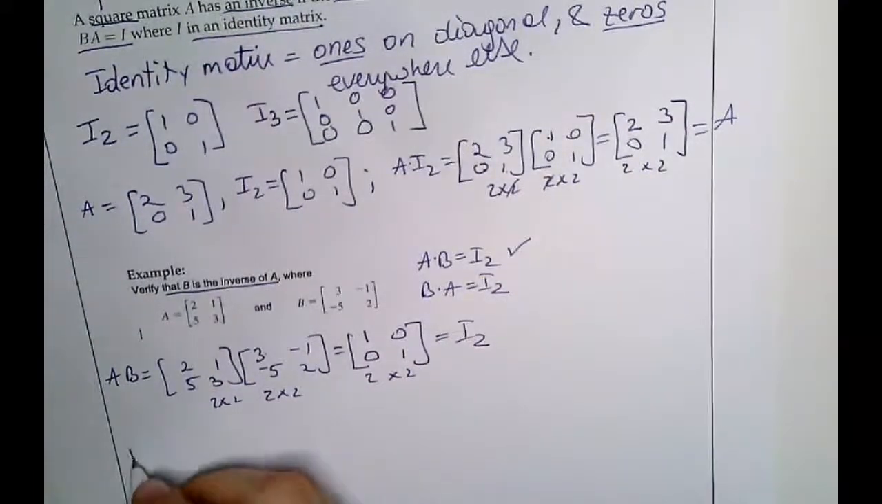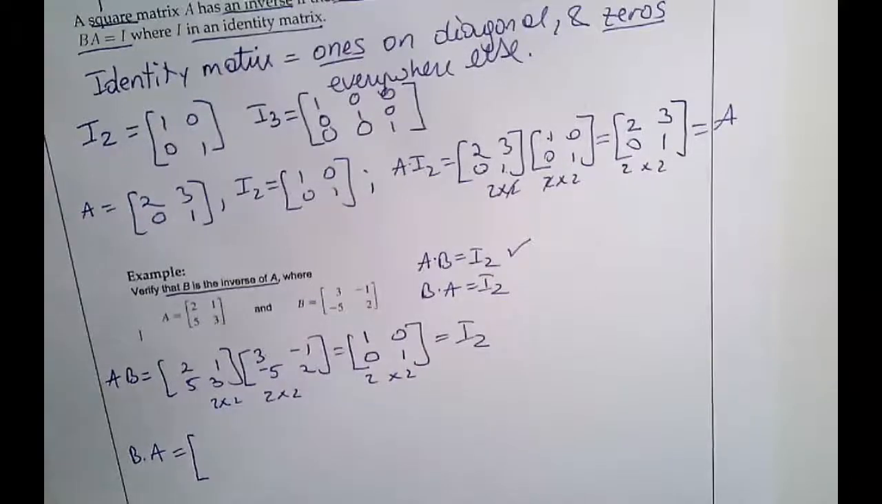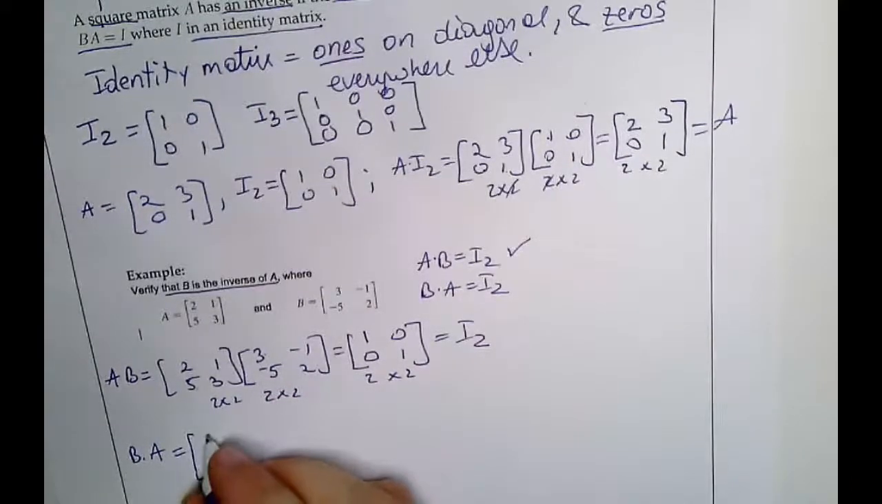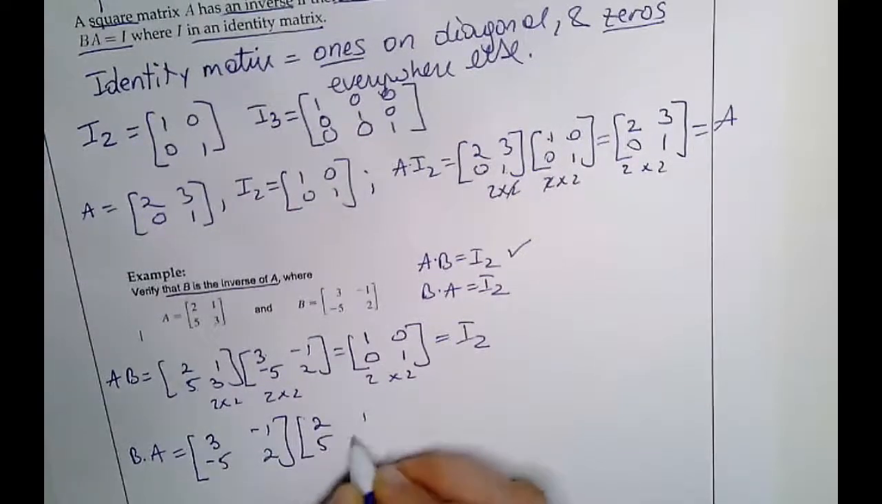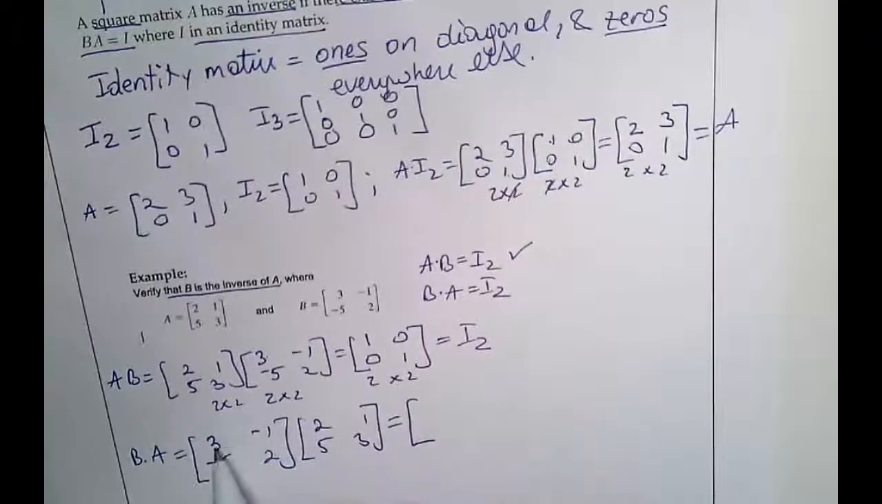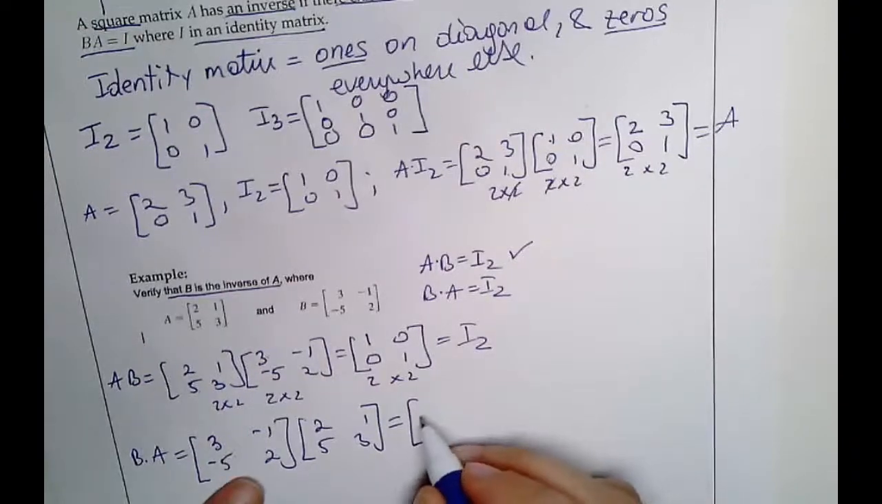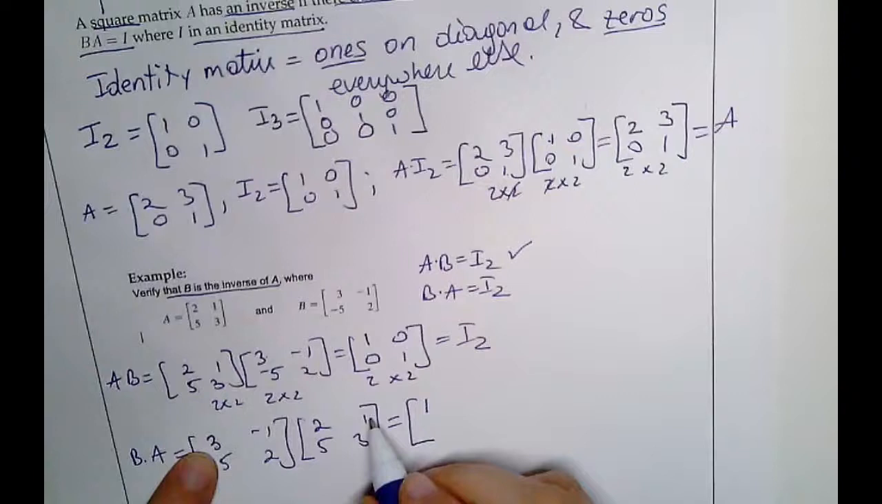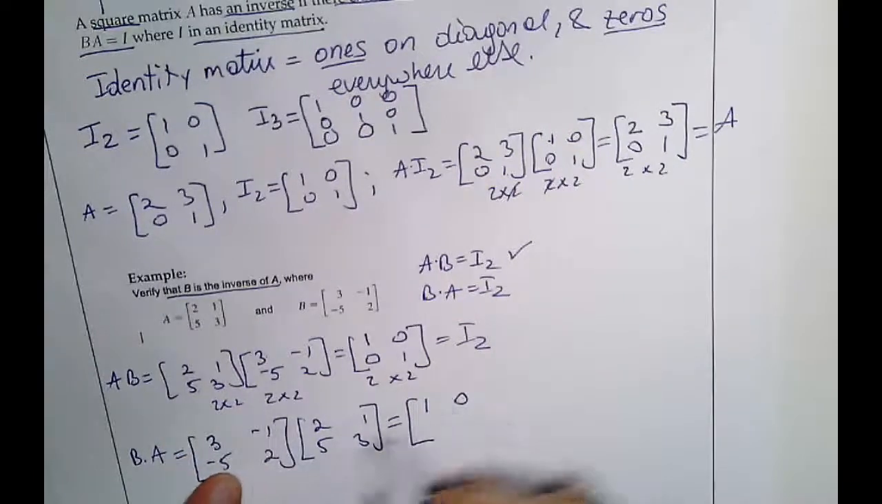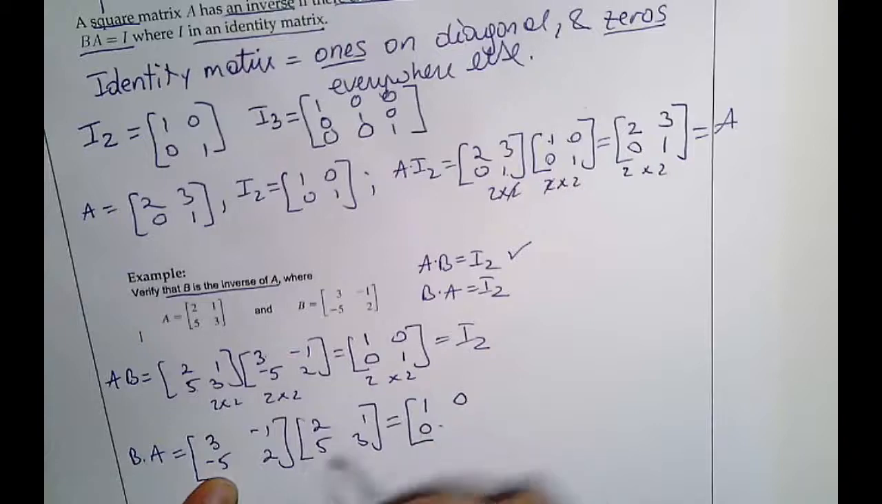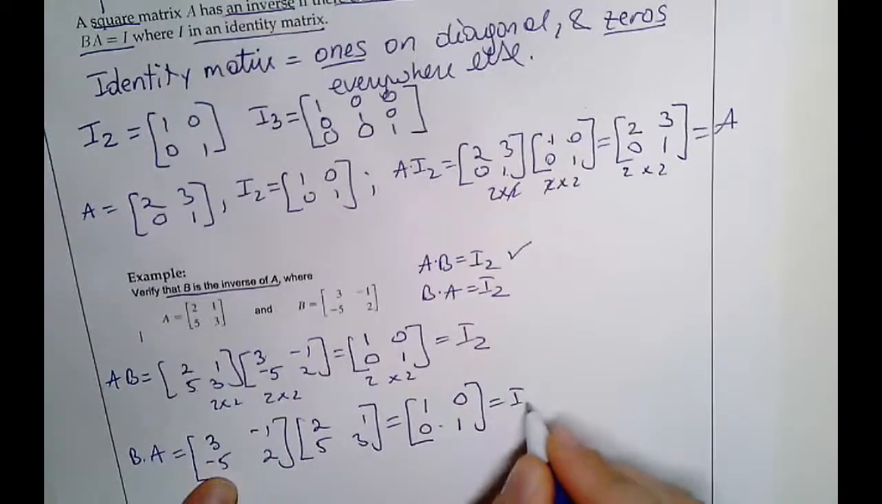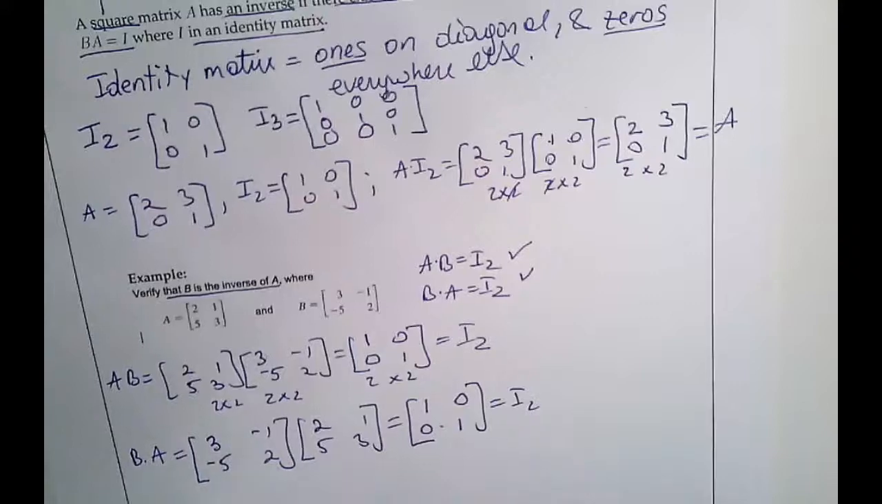Now let's check the other one. B times A. It's going to be B first, so [3, -1; -5, 2] times A, [2, 1; 5, 3]. So let's see what we get. 3 times 2 is 6 minus 5, that's 1. 3 times 1 plus negative 1 times 3, that's 0. Negative 10 plus 10, that's 0. And then negative 5 plus 6, that's 1. So that is I2 as well.